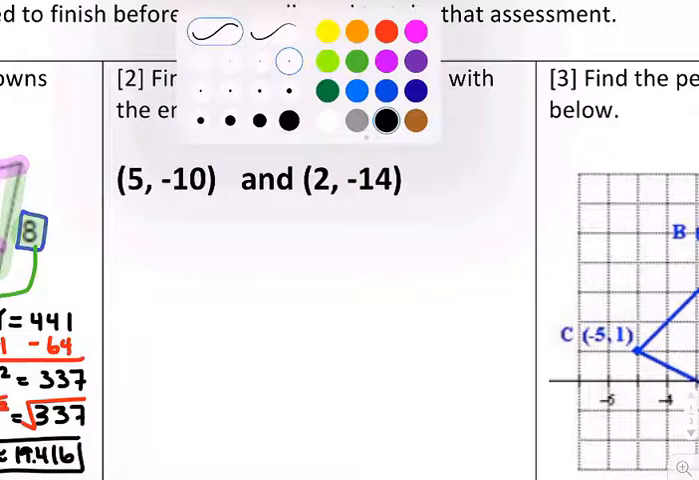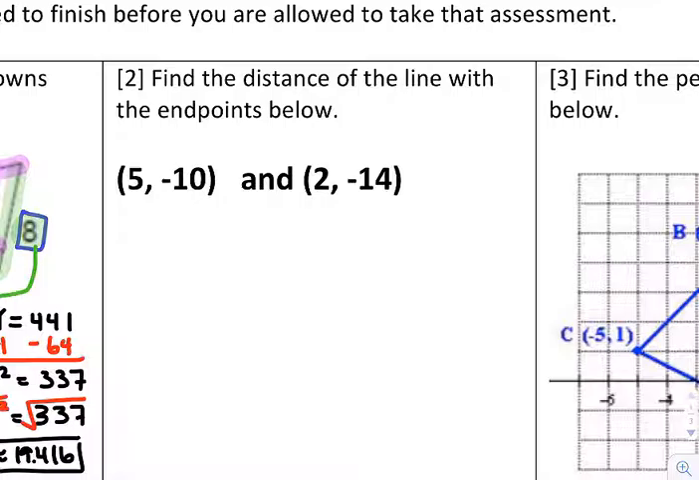Now in the second problem, we're asked to find the distance. Okay, so we can actually approach this a couple different ways. We actually could use Pythagorean theorem if we wanted to, if we could maybe get a sketch in there to help us see where this right triangle might be. Otherwise, we can just use the distance formula.